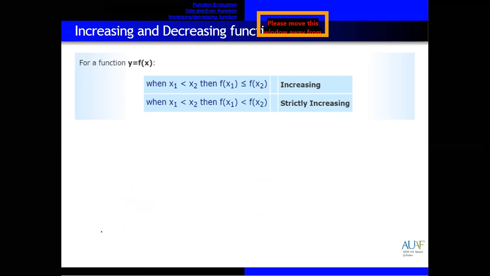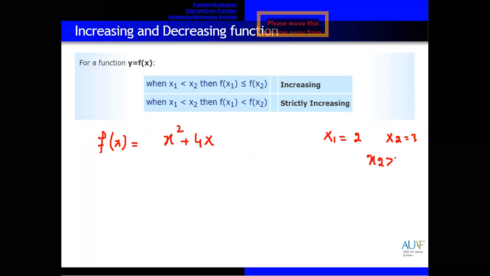Let's suppose f of x is equal to x square plus 4x. Let's suppose we have this function. Is this increasing? Yes. How can we prove it? Select two values. Let's suppose x1 is 2 and x2 is 3. You can select any values, but the condition is x2 must be greater than x1. 3 is greater than 2.